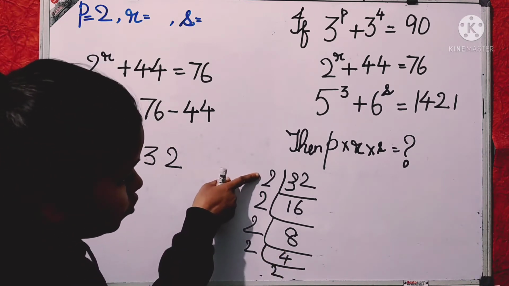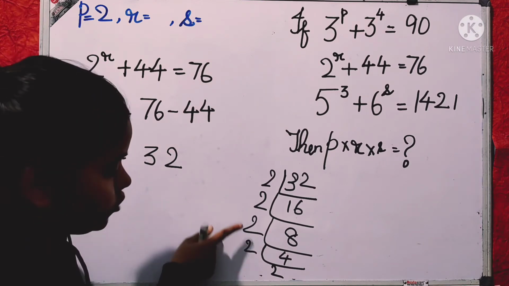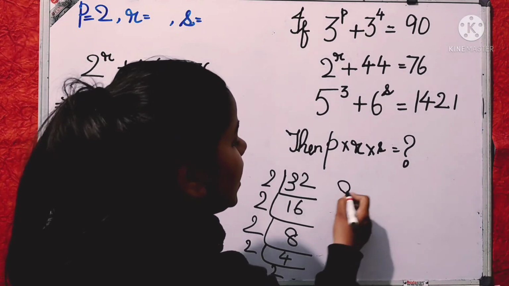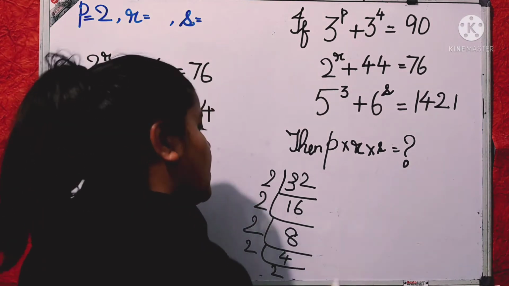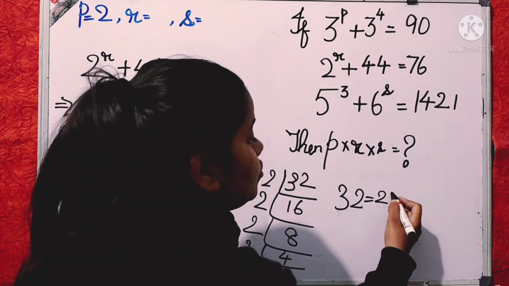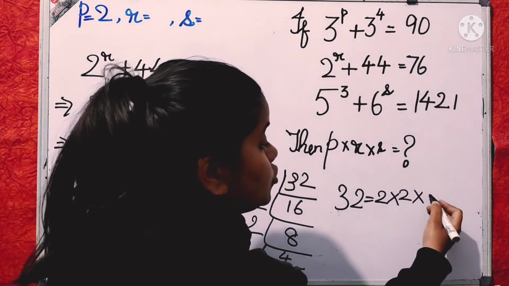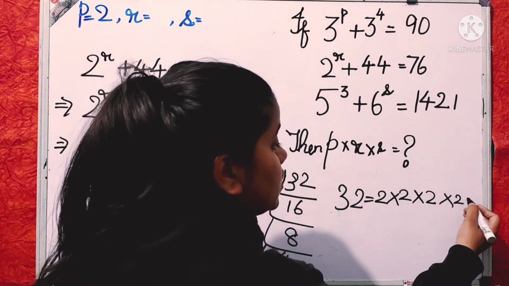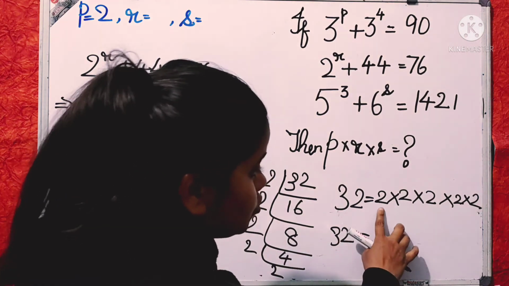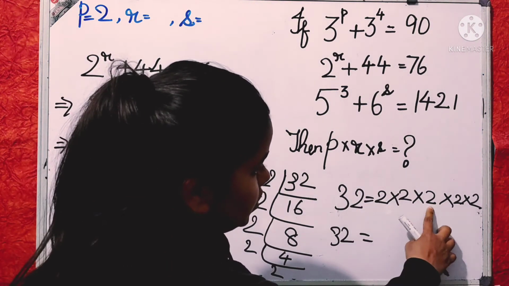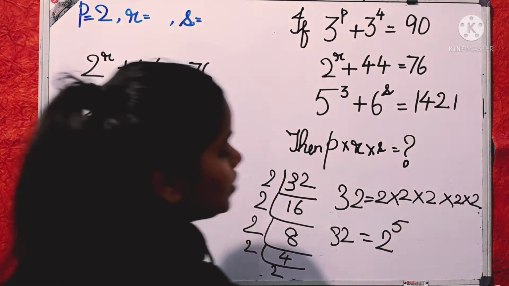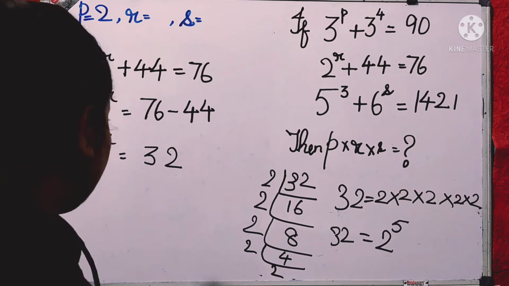Now, 2 2s are 4, 4 2s are 8, 8 2s are 16, 16 into 2 is 32. So can we write 32 as 2 into 2 into 2 into 2 into 2? That is, 32 can be written as 2, how many times? 1, 2, 3, 4, 5. 2 raised to the power 5. So 32 can be written as 2 raised to the power 5.